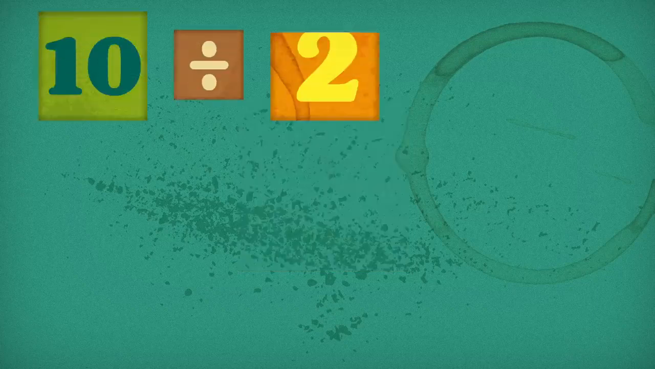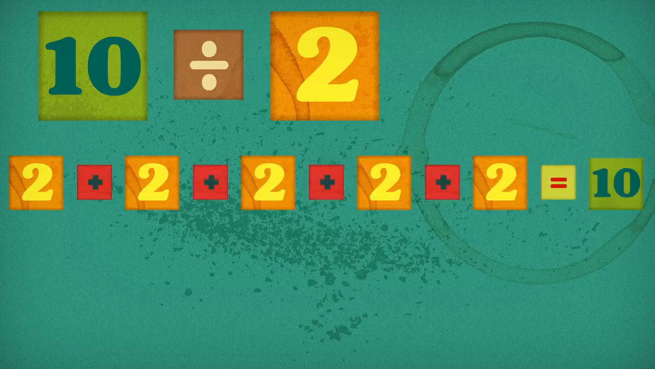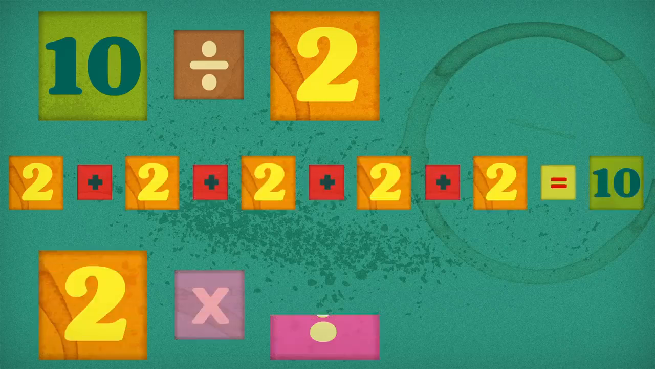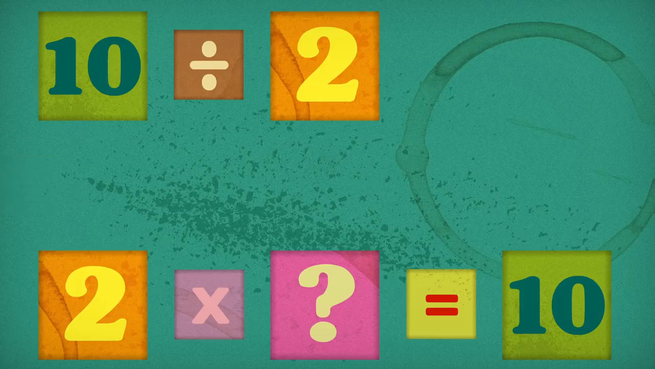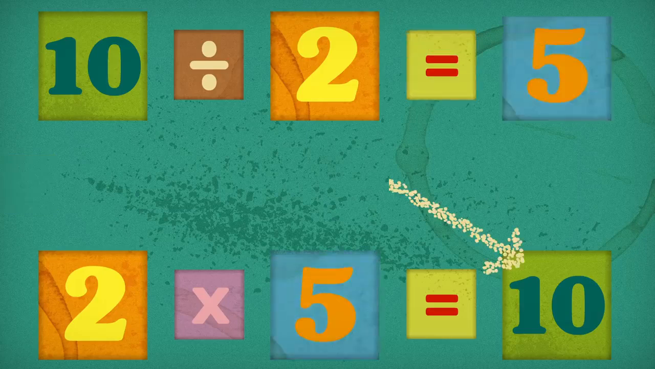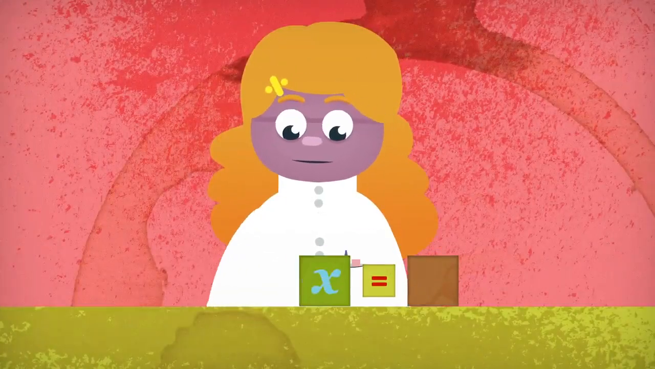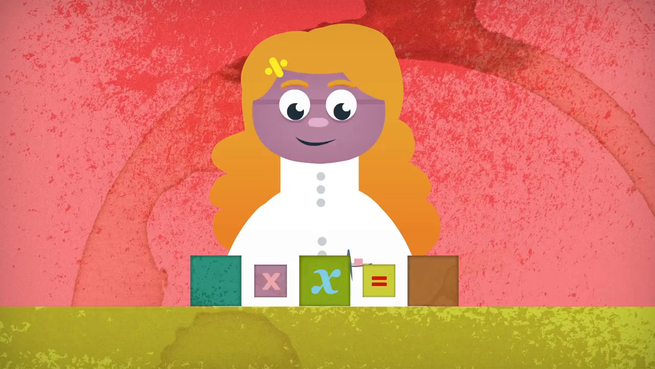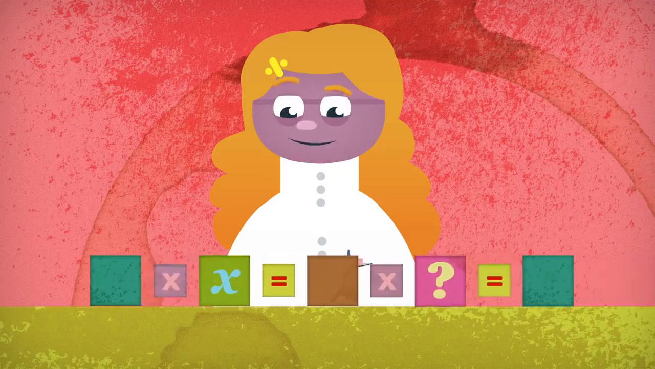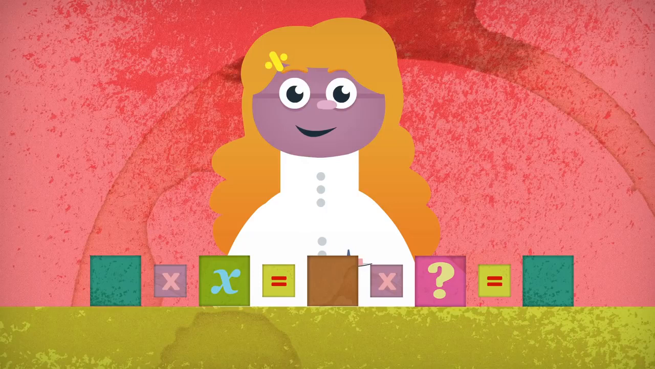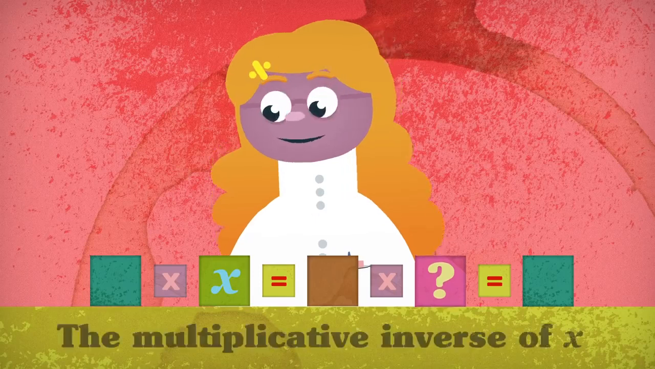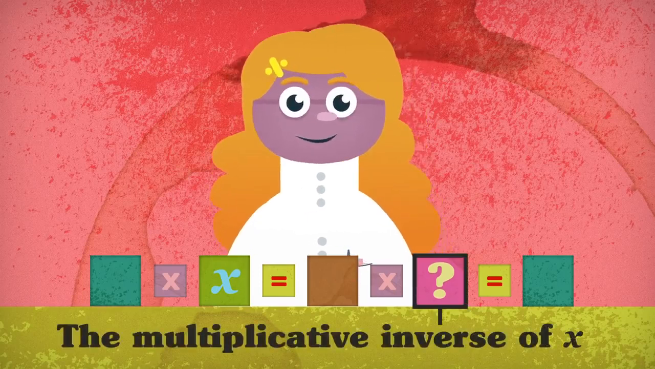10 divided by 2 could mean how many times must we add 2 together to make 10, or 2 times what equals 10. Dividing by a number is essentially the reverse of multiplying by it in the following way. If we multiply any number by a given number x, we can ask if there's a new number we can multiply by afterwards to get back to where we started. If there is, the new number is called the multiplicative inverse of x.